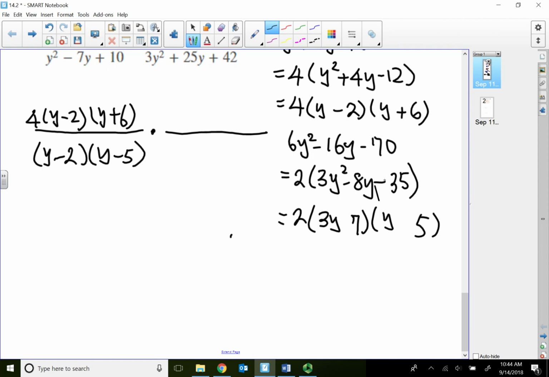All right, so when my last sign is negative, the choice of signs is one positive, one negative. Since I need negative 8 in the middle, I have to have negative 15 on the outer, positive 7 on the inner. That's how I can end up with a negative 8. All right, so let's write this back up here. 2 times 3y plus 7 times y minus 5.